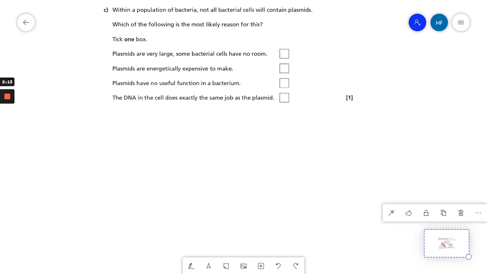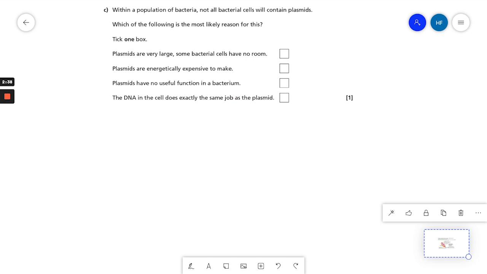The second statement says, plasmids are energetically expensive to make. Let's have a think about what that means. Energetically expensive. This is actually meaning that the bacteria has to use a lot of energy to make a plasmid. So maybe some bacteria don't make them unless they have to in order to survive.